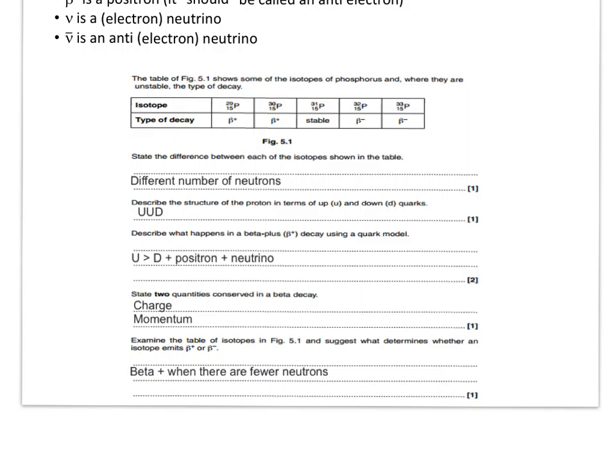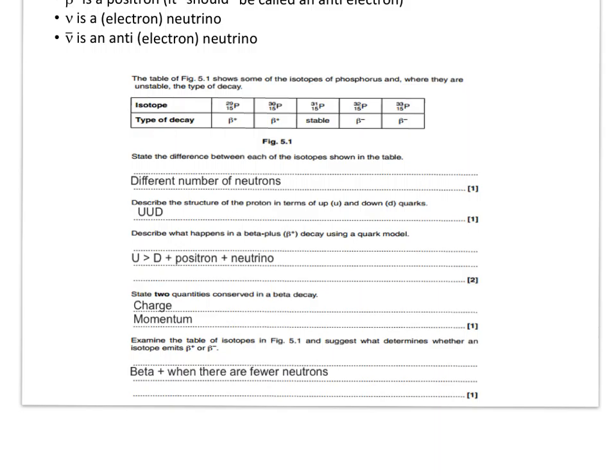Here we have an example of an exam question that could be used. State the difference between each of the isotopes shown in the table. These always have a different number of neutrons, but the same number of protons. The structure of the proton in terms of up and down quarks is up, up, down.